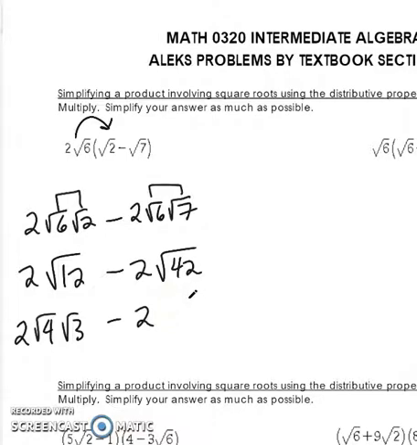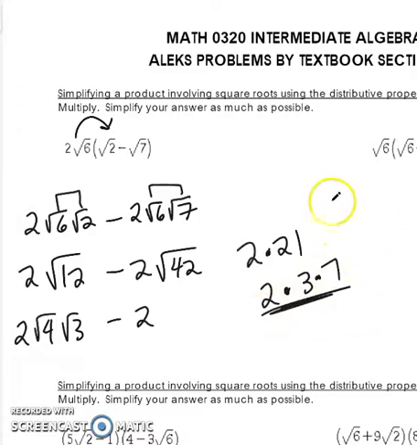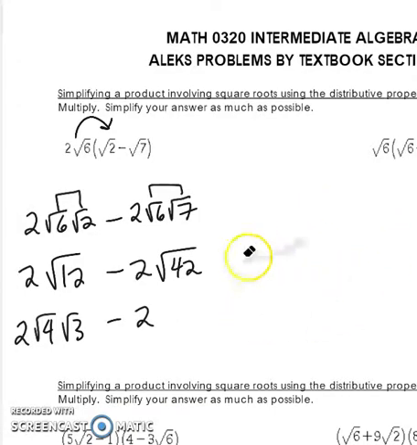16, nope. 25, no. 6. So 42, I don't know if that's friendly, right? 42 is just 2 times 21, and 21 is just 2 times 3 times 7, so no matches. That can't be broken up. Just gotta leave it as root 42, and that's fine.